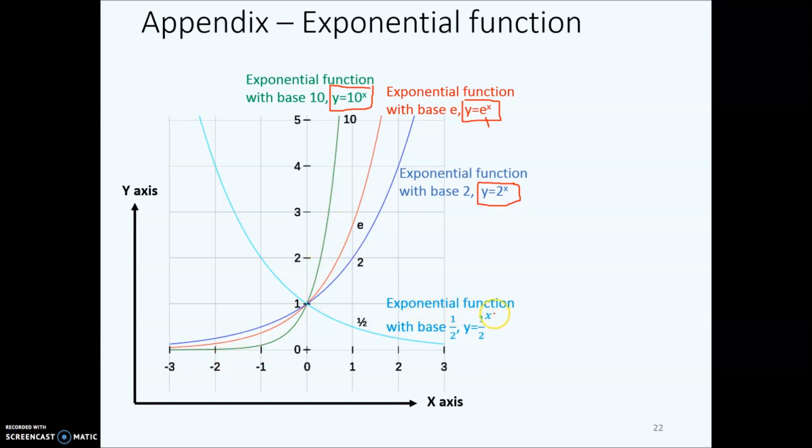If you have an exponential function with base 1 over 2, you have something like this. This is because if you change 1 over 2 into this form, you will find that the rate is decaying. Where you have negative, it means it's decaying, and if you have positive, it's growing.